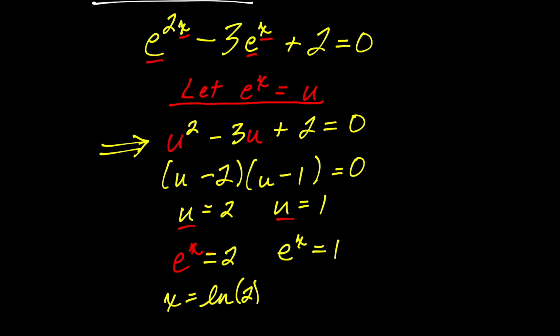Here, any number to the 0 equals 1, right? This is just a number, 2.718, so on, so on. So x would have to be 0 here. So x equals 0. So we have two solutions. x equals the natural log of 2, which would work in this equation, and x equals 0, which would work in this equation. So there you have it.